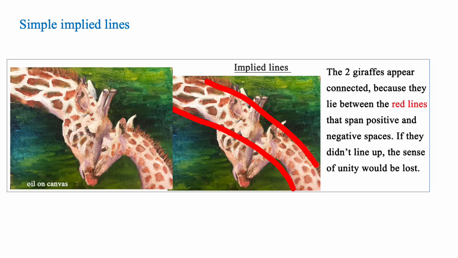This is a simple application of implied lines. These giraffes are aligned so that they are parts of these two curves that travel over positive and negative spaces. The positive spaces are the giraffes, the negative spaces are the areas in the background. It links the animals together, and if they didn't line up, a sense of unity would be lost.